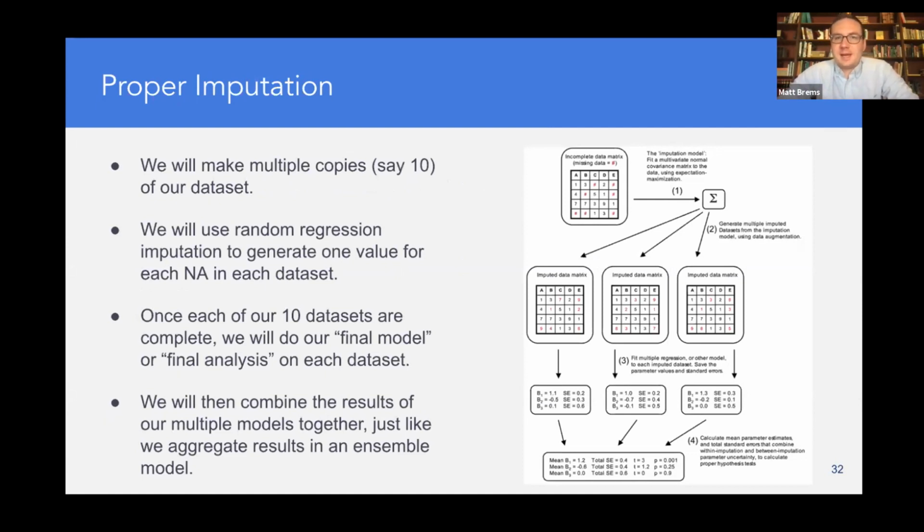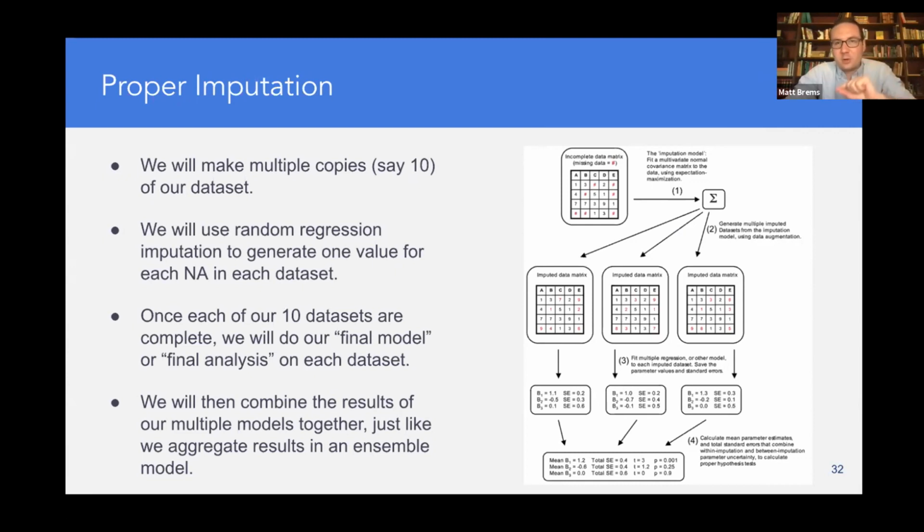We're going to make many copies of our data set, say 10 different copies of our data set. We're going to use random regression imputation to generate a value for each NA in our data set. So we're going to fill in each NA in each data set. Once each of those 10 data sets are complete, or however many data sets you build, you're going to do your final model, final analysis on each data set, and then we're going to combine the results of our models together.